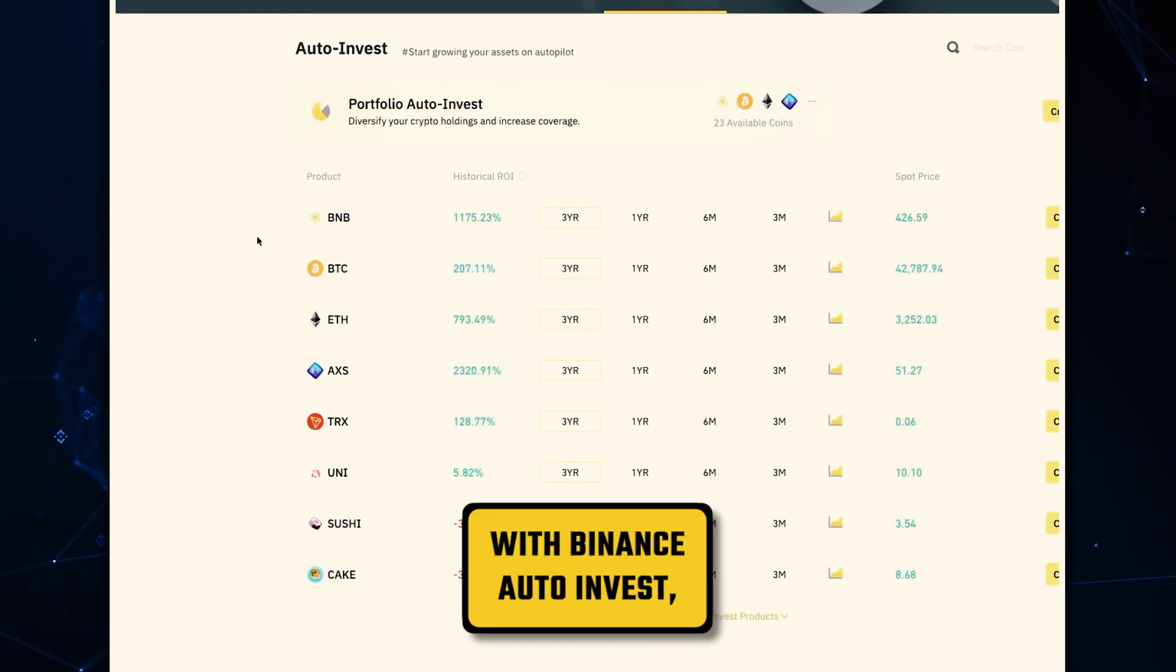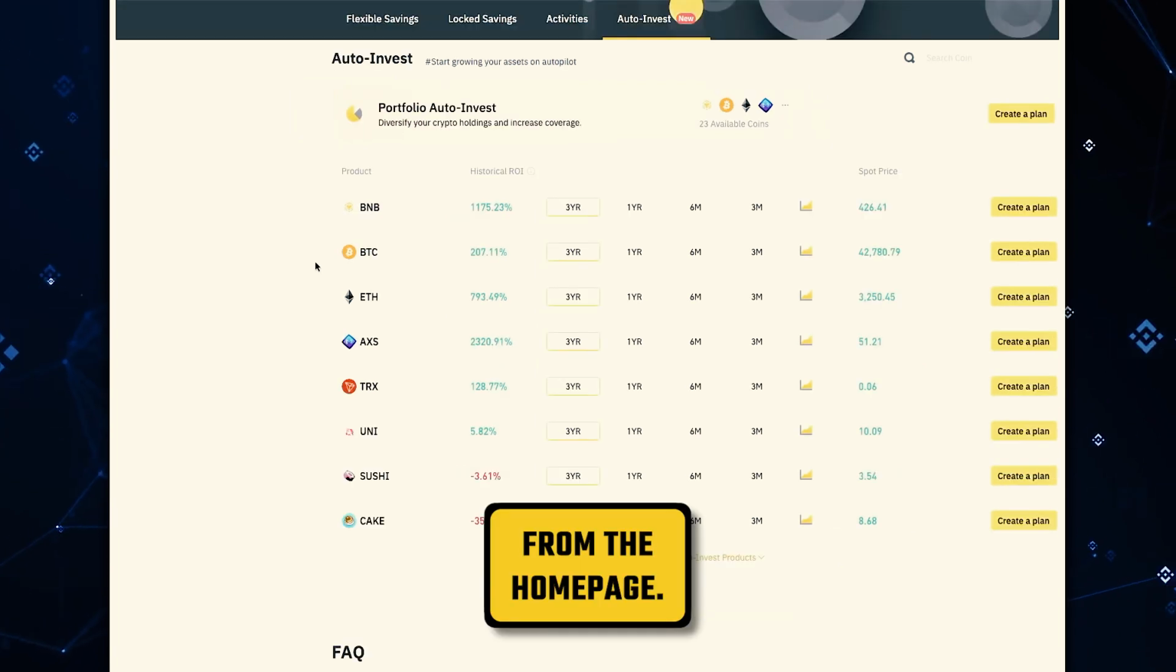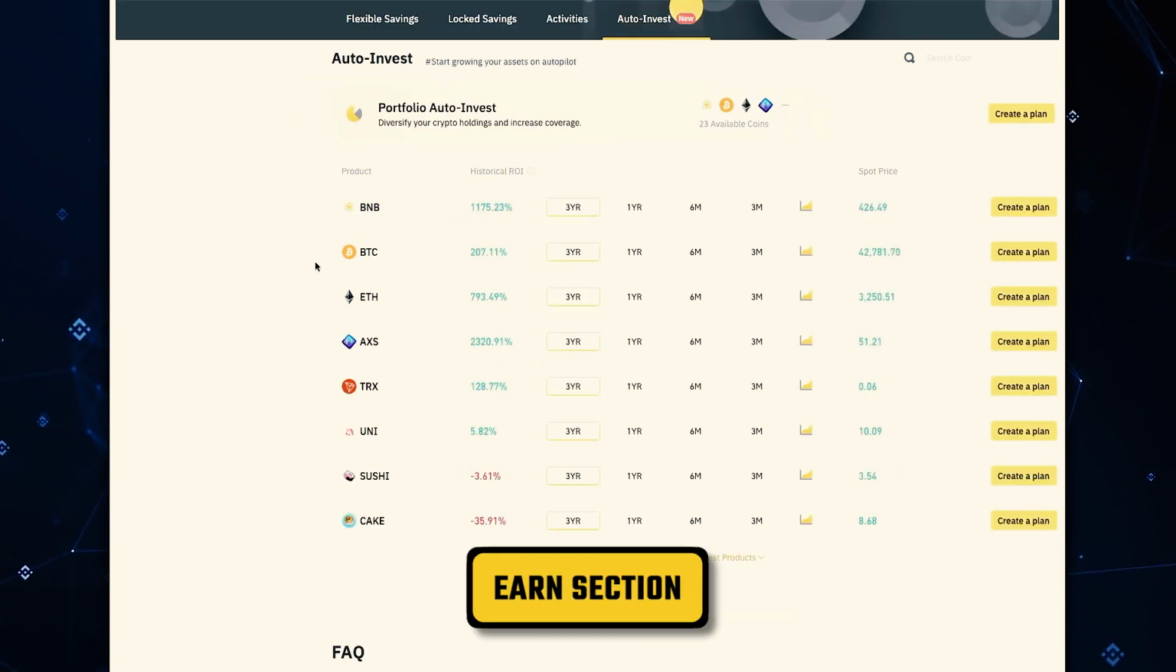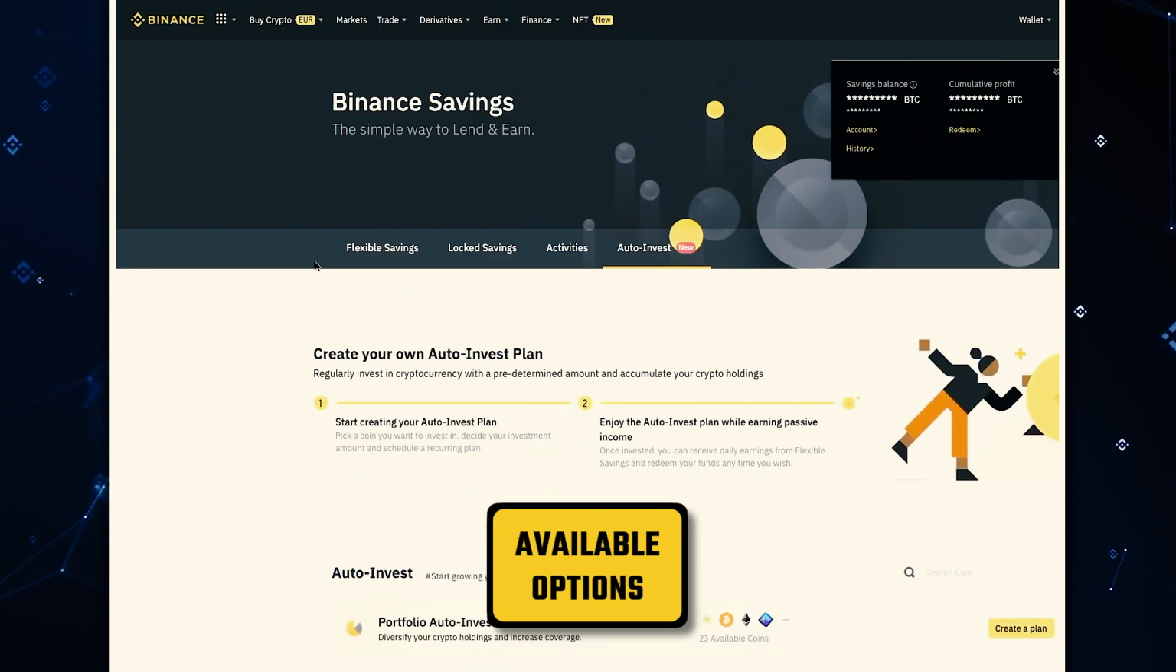To get started with Binance Auto Invest, log into your Binance account. From the homepage, navigate to the Earn section and choose Auto Invest from the available options to begin setting up your investment plan.